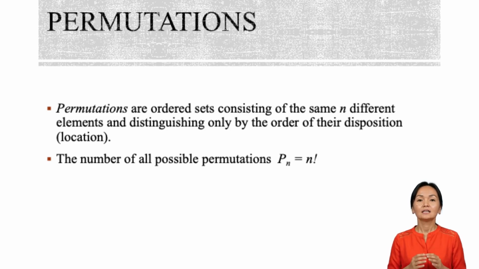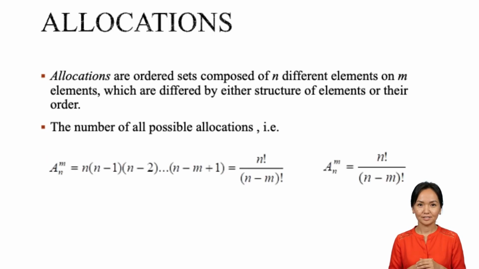As n grows, the number of permutations grows astronomically, which is why we need mathematical formulas rather than trying to list every possibility. Understanding permutations is your first step into the world of combinatorial counting. Next, we move on to allocations.